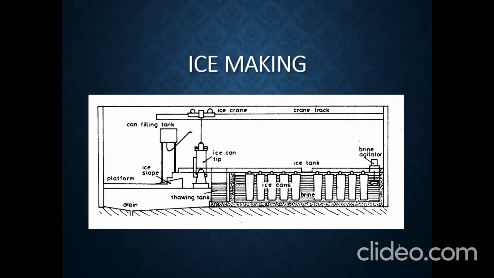Okay, now the topic is ice making. So ice making, ito yung ice plant, mayroong ice tank, ice can, brine, yung pang heat transfer fluid. Yan yung malamig yan. Yung sa ice can, bright agitator, para sa distribution niya. Ice can tip, ice crane, yan. Like sa mechanical din, yung ice crane.